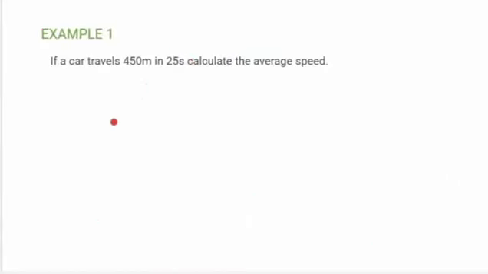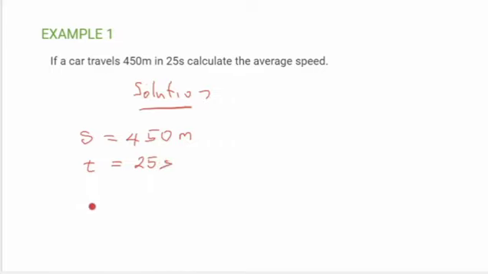Example 1. If a car travels 450 meters in 25 seconds, calculate the average speed. If you remember, average speed is total distance divided by total time. First, we are going to state our parameters. Solution. S is given to us as 450 meters. T, which is the total time, is given to us as 25 seconds.